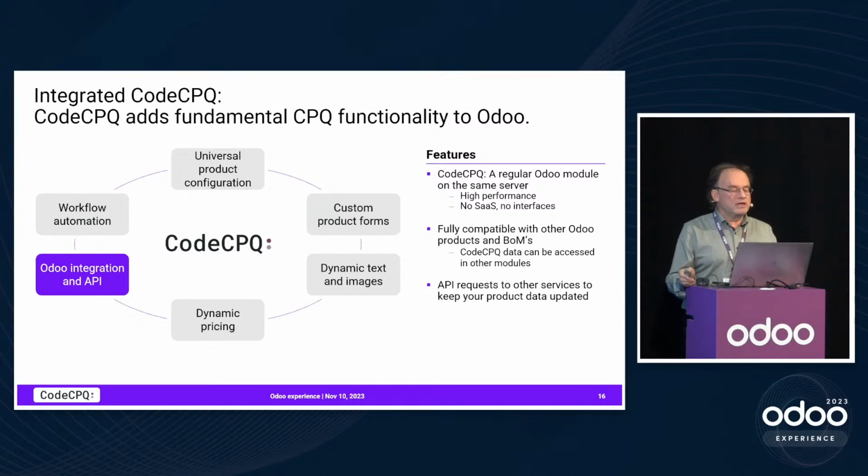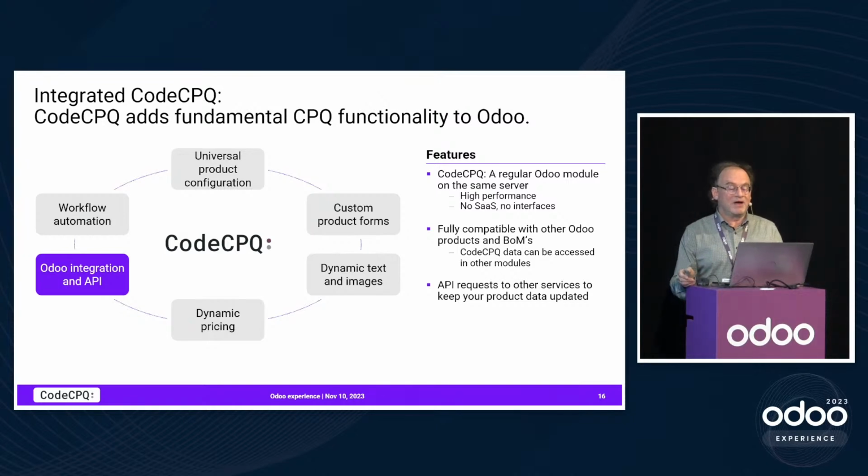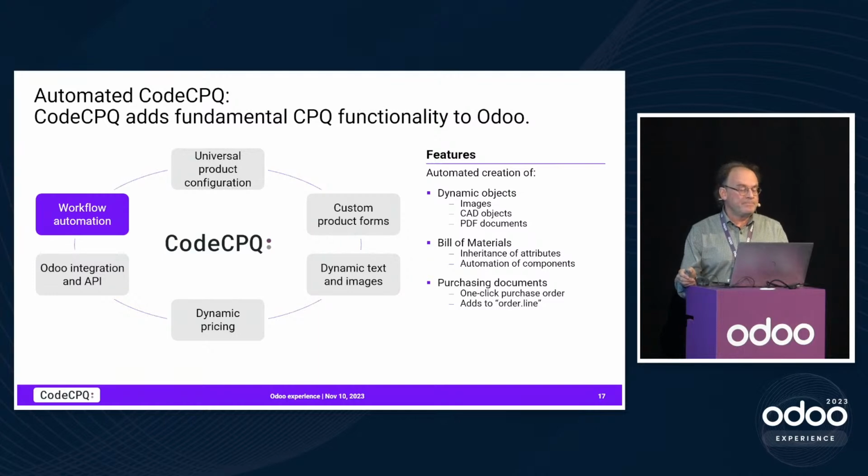During product configuration, information provided by other computers can be retrieved via API requests using web services. CodeCPQ thus helps to automate the workflow of complicated products. It provides the framework to dynamically recreate drawings, CAD objects, and PDF documents.